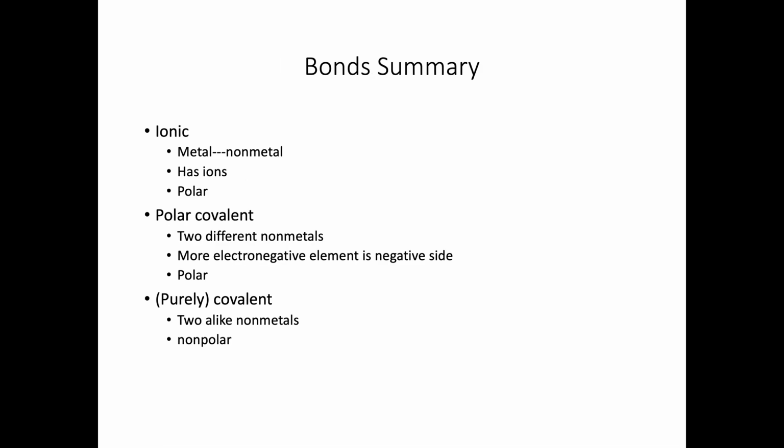All right, just to summarize bonds in general, ionic bonds are between a metal and a nonmetal, ions. We're not going to deal with compounds with this until much later, but it's a good time to talk about it. Polar covalent, 2 different nonmetals. Electronegativity is attraction for electrons. So the one that has the stronger attraction for electrons will be the negative side. Yeah, I stole this from another lecture. And purely covalent is 2 of the same nonmetal.